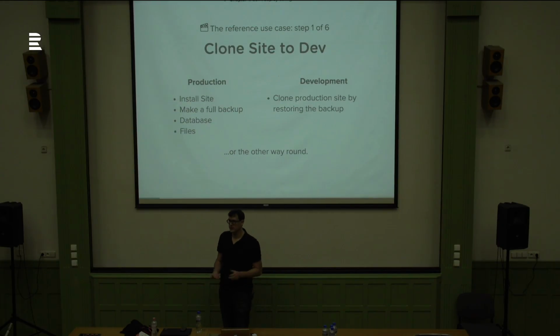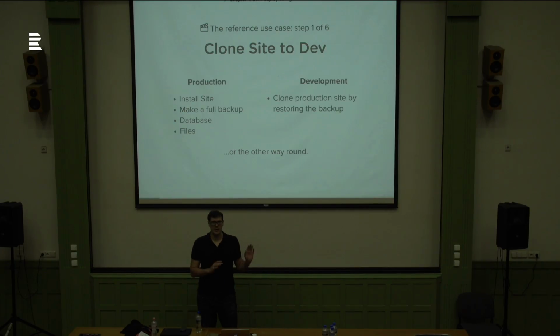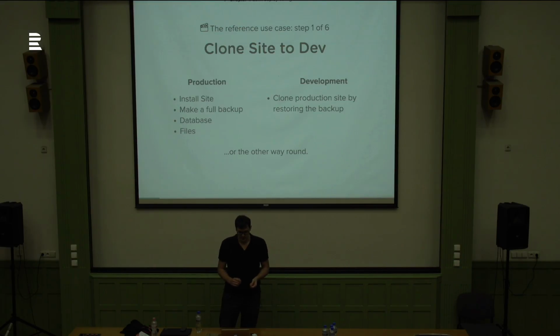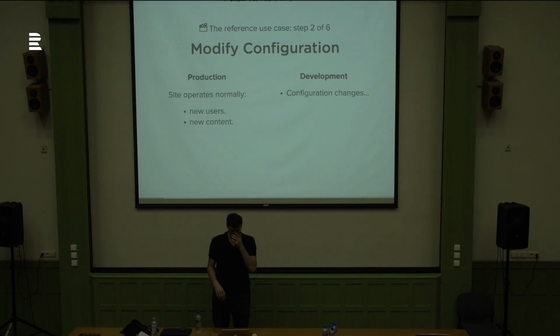So there's a couple of steps. I will go through them. This is very basic, and I'm sure if you worked with Drupal 8, you've already seen this. It works both on the command line and from the user interface. So the first step is to install the site, make a full backup with the database and the files, and clone this production backup to your development environment, or the other way around. The important part is that you make a clone of the database, of the files, everything. We'll get to how that can be avoided in a next scenario.